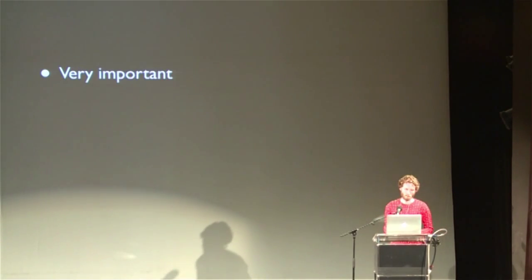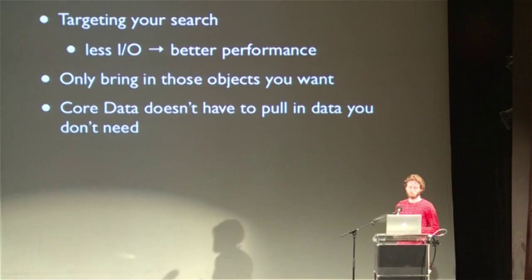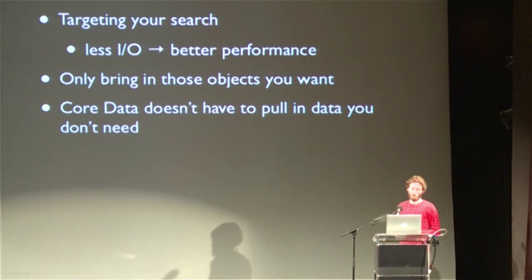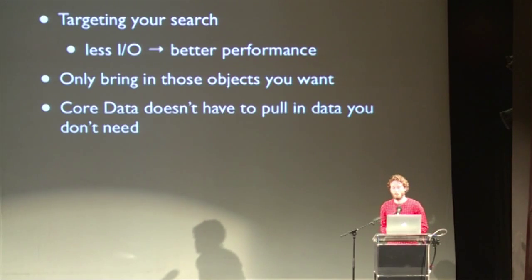The important thing here to get all this magic to work with fetch requests are predicates. Predicates allow you to target your search. And again, it's all about performance, doing less I/O, only pulling in the stuff you need. There are often these code bases where people pull in 10,000 objects and then search through those 10,000 objects to find the 2 that they're interested in. Write a good predicate so you only pull in those 2 objects. That makes a huge difference in performance.